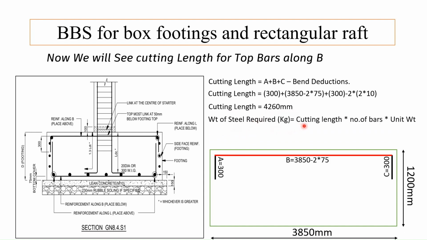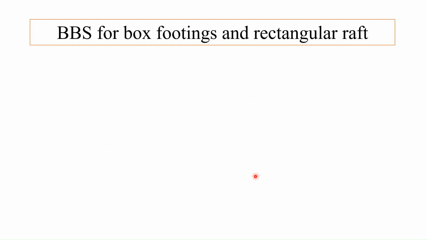So again, weight of steel required is cutting length into number of bars into unit weight. Now weight of steel required will be 4.236 into 23 into 0.619. So this will come out as 60.31 kg. Now we will see cutting length for SFR.